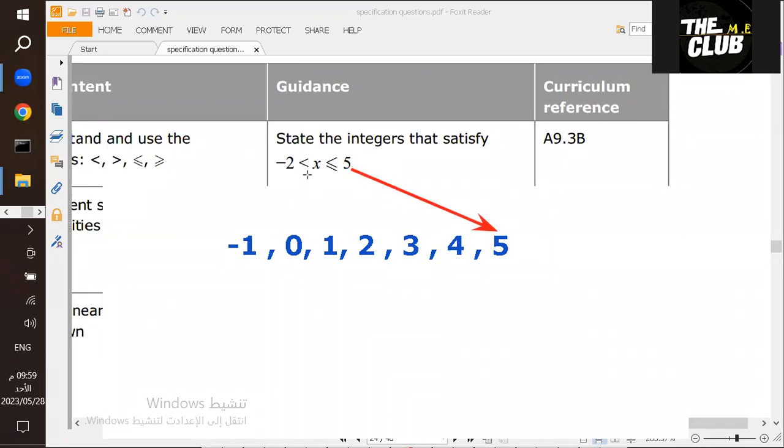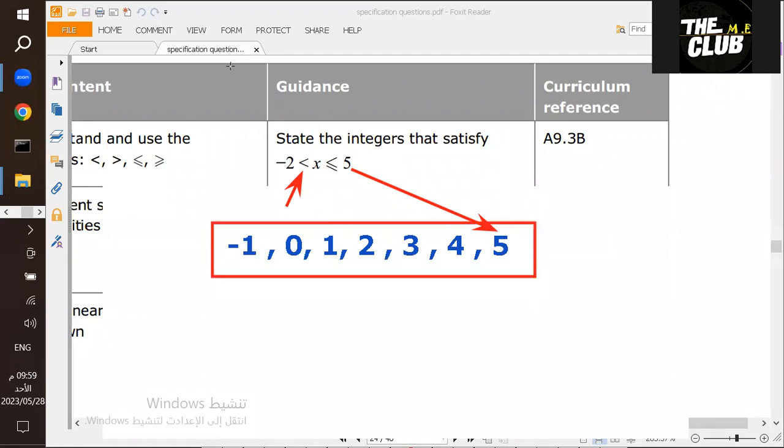But -2 here it's not included. It's bigger than -2, so it's not included. Okay? That's the idea of this question. So you will have to write these integers. This is the first question in inequalities. Let's move on to the next one.